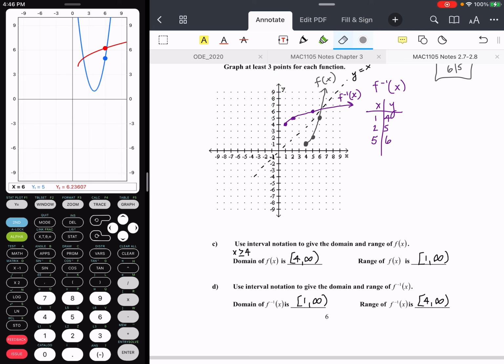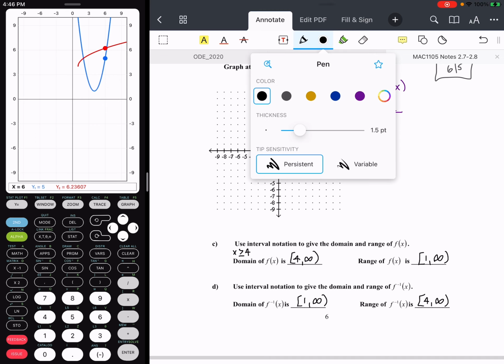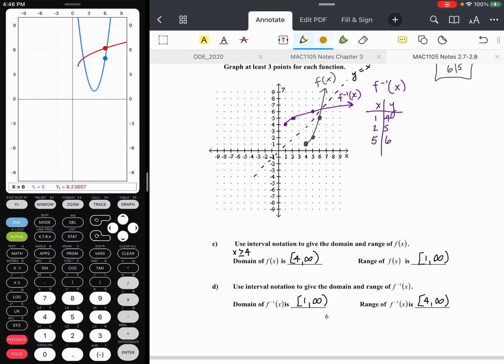All right, and I want to remind you guys that we are switching x and y whenever we go from an inverse back and forth to its original function. And that includes switching the range and domain. So the range of the original function is the same as the domain of the inverse. The domain of the original is the same as the range of the inverse, and that will always be true.